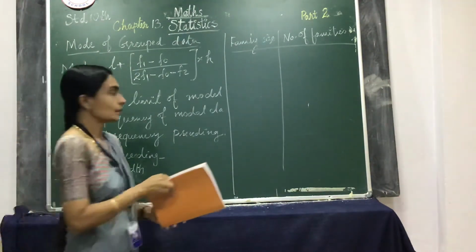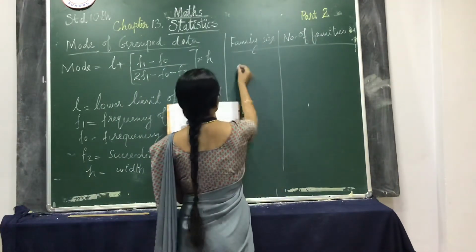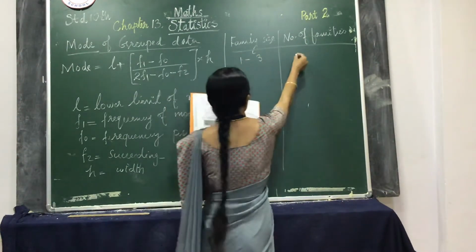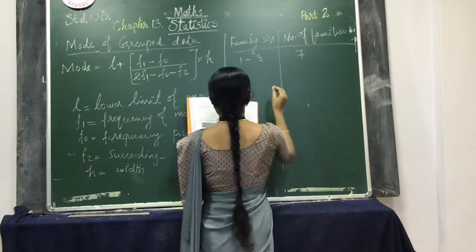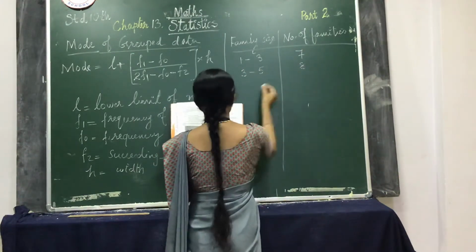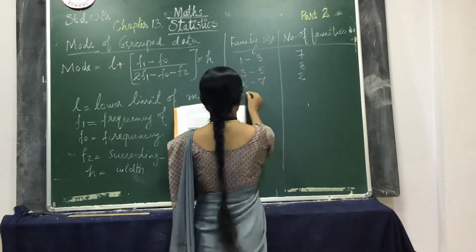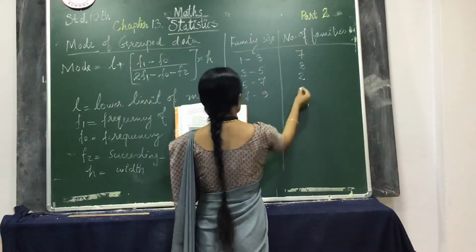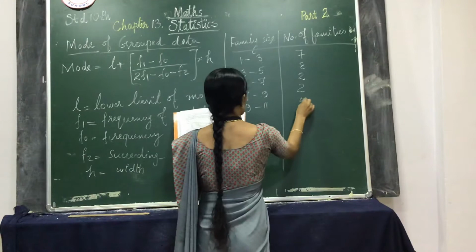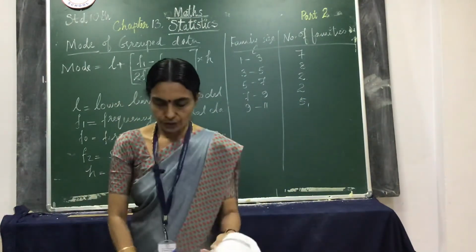In this example, the data given is the family size. If the family size is 1 to 3, the number of families is 7; 3 to 5, 8; 5 to 7, 2; 7 to 9, 2; 9 to 11, 1. Here 5 class intervals are given, and the frequencies also.